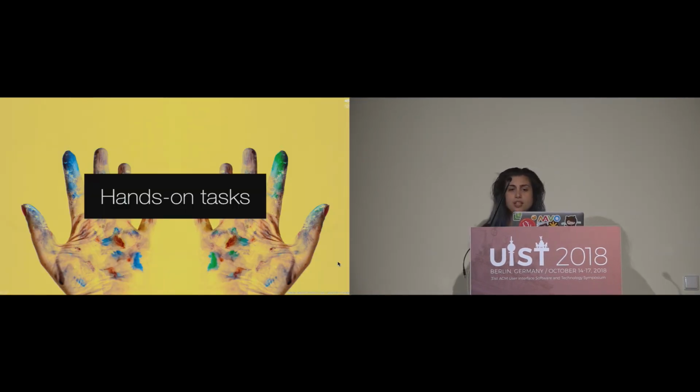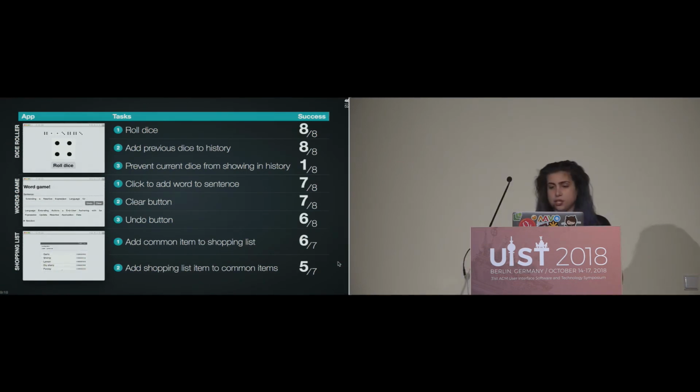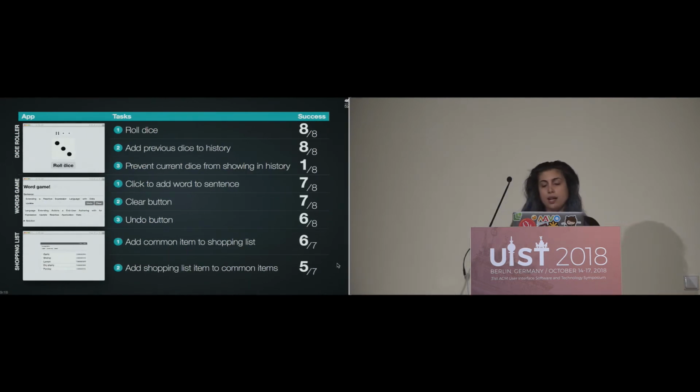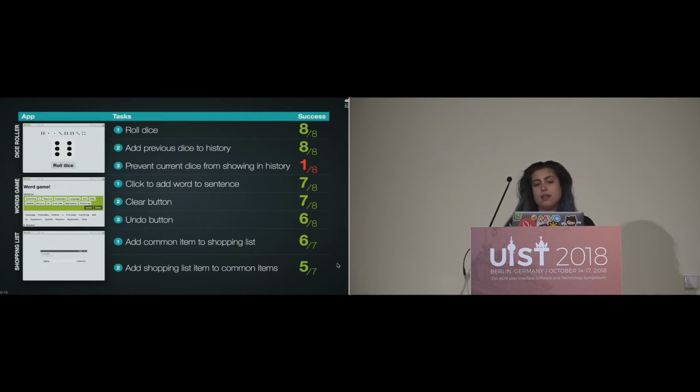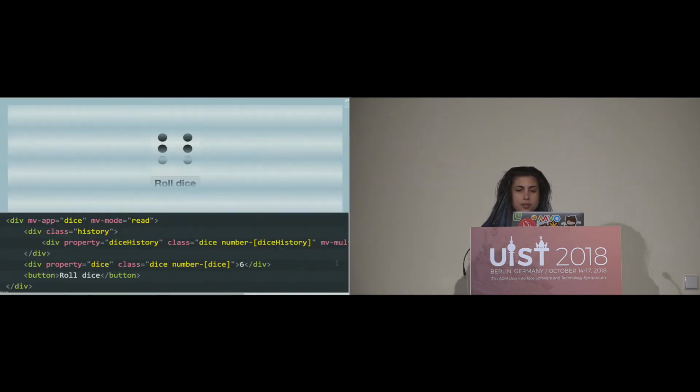And lastly, for the hands-on tasks, these were all of them. You've seen all three applications. Each participant did 2 of them. Most of them had pretty high success rates, with one exception. And to understand why this happened, let's take a closer look at the dice roller.